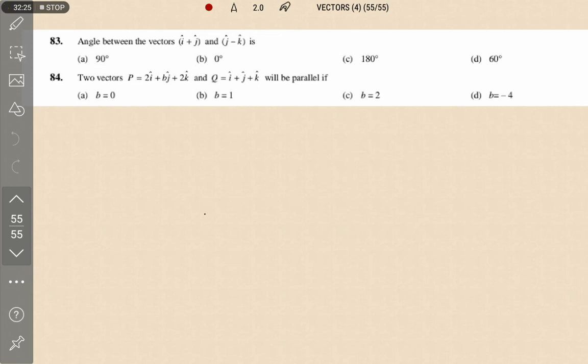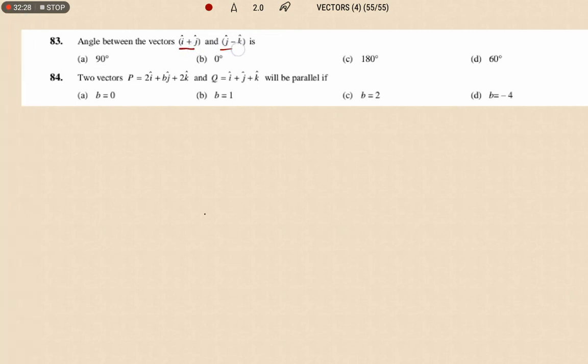Find the angle between i plus j and j minus k. So the same, i plus j dot j minus k. The angle between perpendicular vectors will be 90 degrees. So here I am going to find cos theta is equal to a bar dot b bar by the product of their magnitudes.